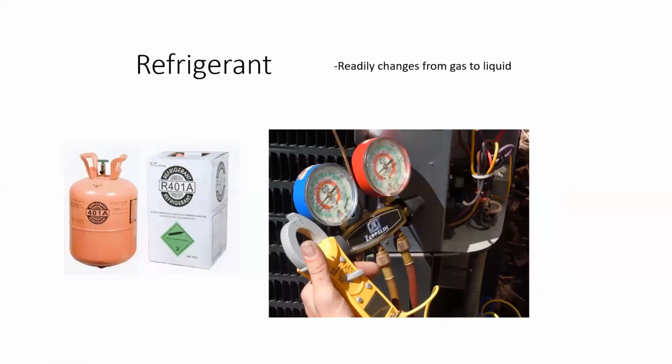The refrigerant is simply a gas that readily changes from gas to liquid and back again. There's hundreds of different types that operate at different pressures and different operational requirements for the size of the piping and the type of compressor used. One refrigerant is not used in every refrigeration or air conditioning system.